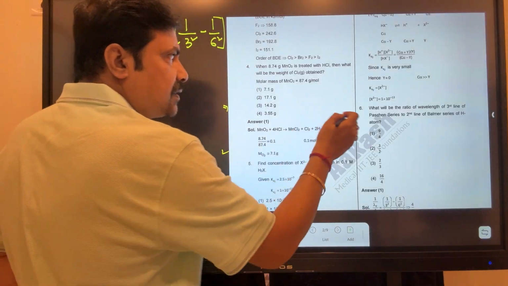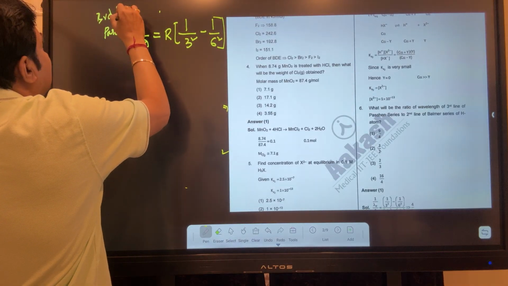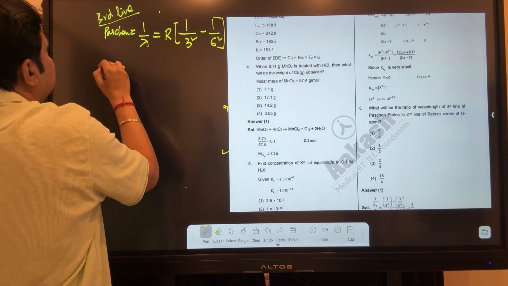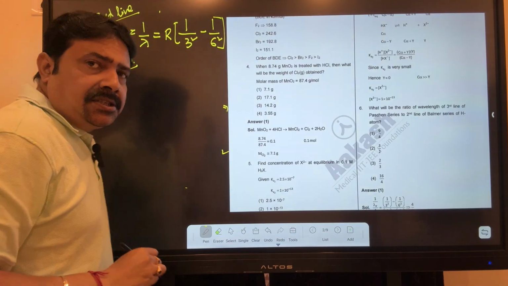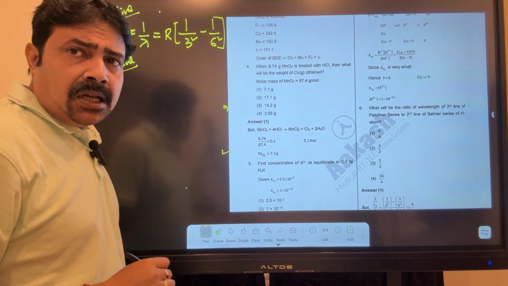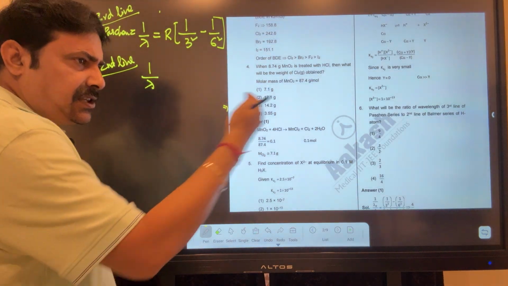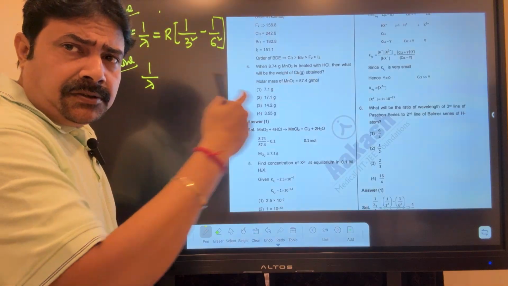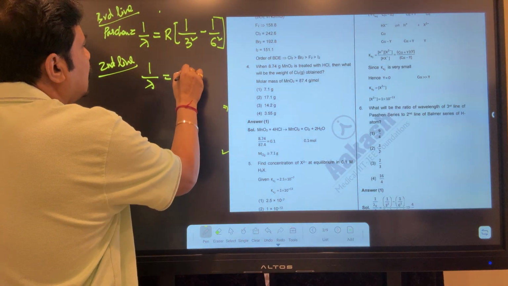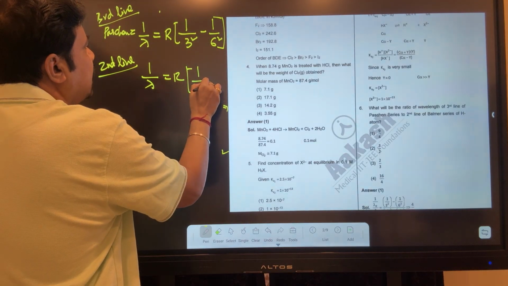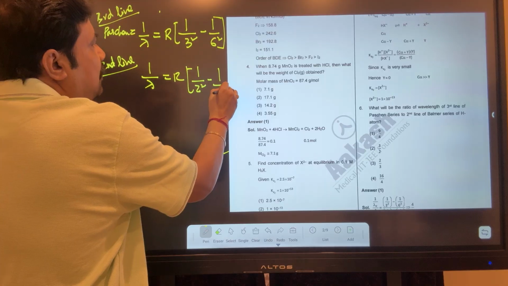Now the second line of the Balmer series. Third line of the Paschen series, then second line of the Balmer series. Balmer series means the electron is jumping from all higher energy orbits to n equals 2. So 1 by lambda: first line means 3 to 2 transition, second line means 4 to 2 transition. So then immediately R times 1 by N1 square, lower energy, minus 1 by, this is the second line, so there will be 4 square.